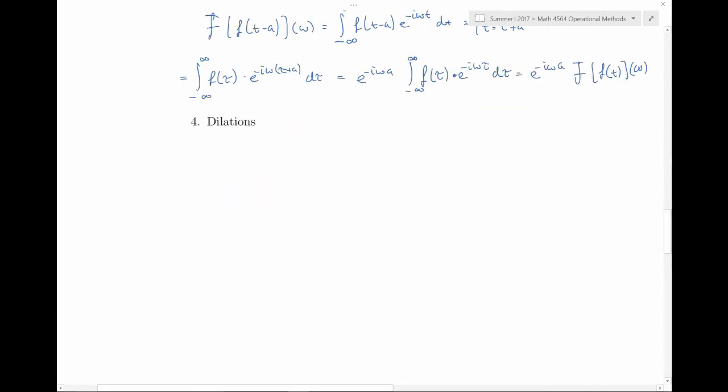The last property I want to consider today, the rest of the properties are saved for the next lecture, is the dilations. What if you have a Fourier transform of the function where the internal variable is multiplied by a constant? Here, c is not equal to 0, because when c is 0, f becomes constant, and the constant functions, unless it's a zero constant, are not members of L2.